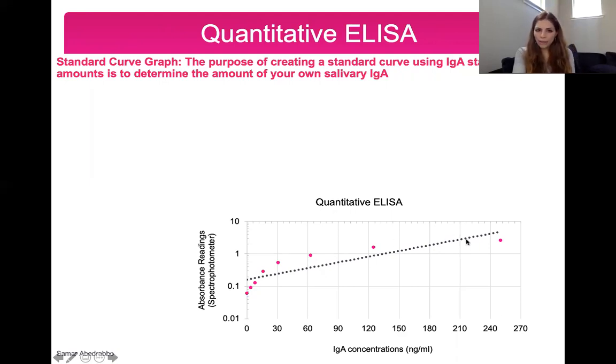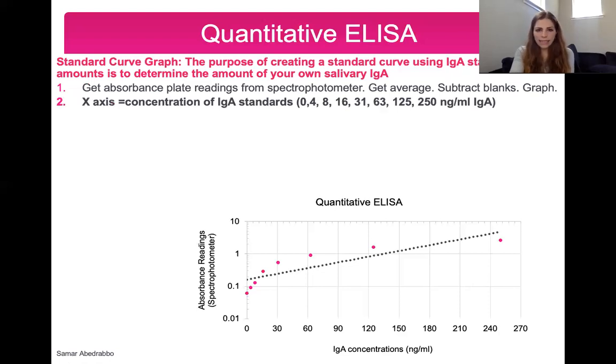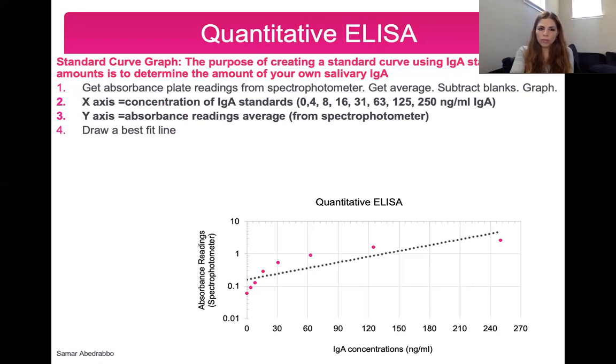You create a graph. And then what you're going to do is take your actual absorbance reading that you got from the spec. So maybe the spec tells you that your absorbance reading, I don't know, is 1.5. So then you go to 1.5 here, you go all the way across, and then you go down and you get your IgA reading. So you get your absorbance readings from the spectrophotometer. The x-axis is the concentration of IgA standards. The y-axis is the absorbance readings.